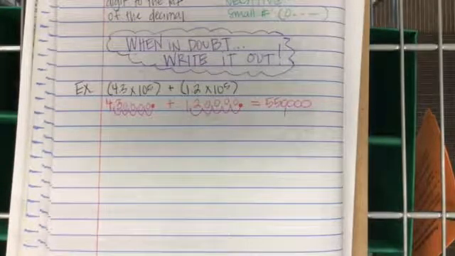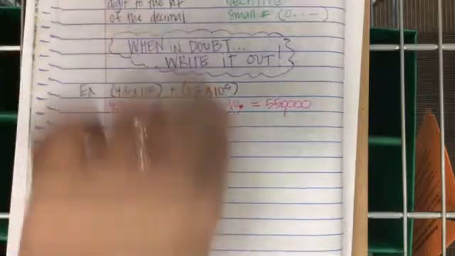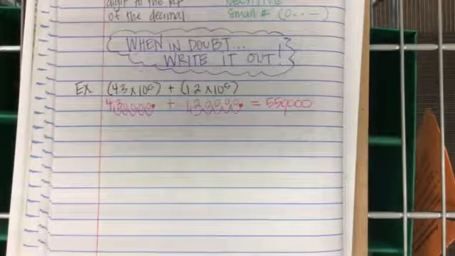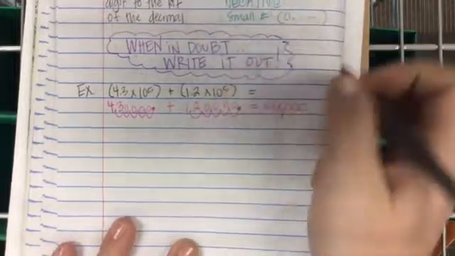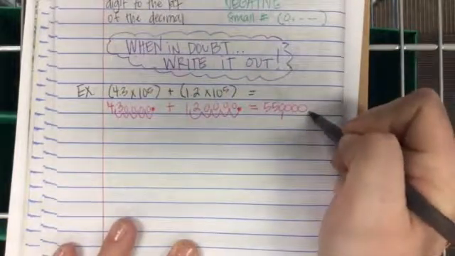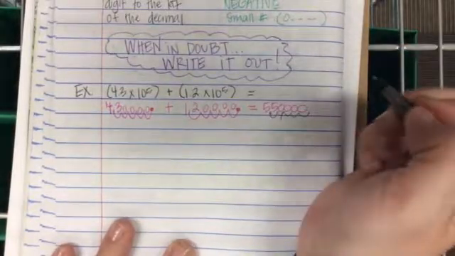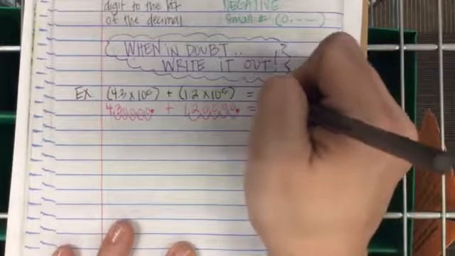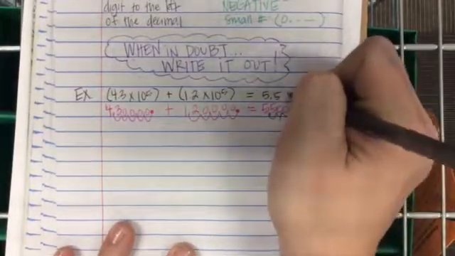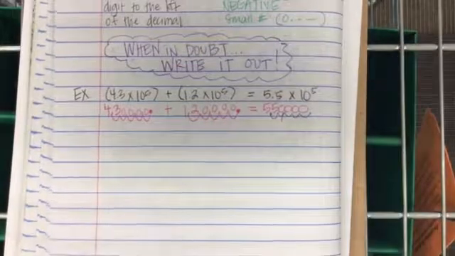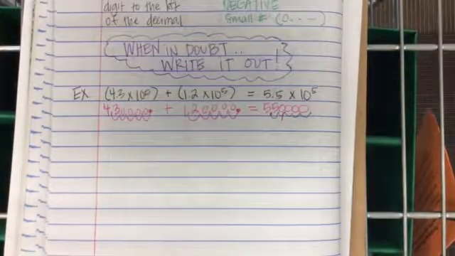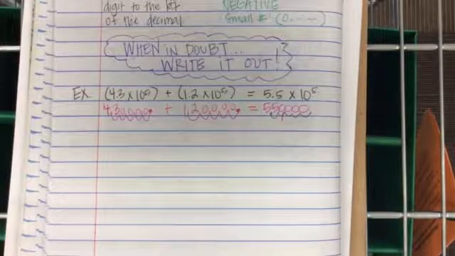I agree. Now here's the bummer. If the problem's written in scientific notation, guess what your answer should be written in? Scientific notation. So I'm going to have to take this and change it. Here's my decimal. 1, 2, 3, 4, 5. So my scientific notation answer is 5.5 times 10 to the 5th. And that's it. I did it. When in doubt, write it out. Did it work? Yeah.